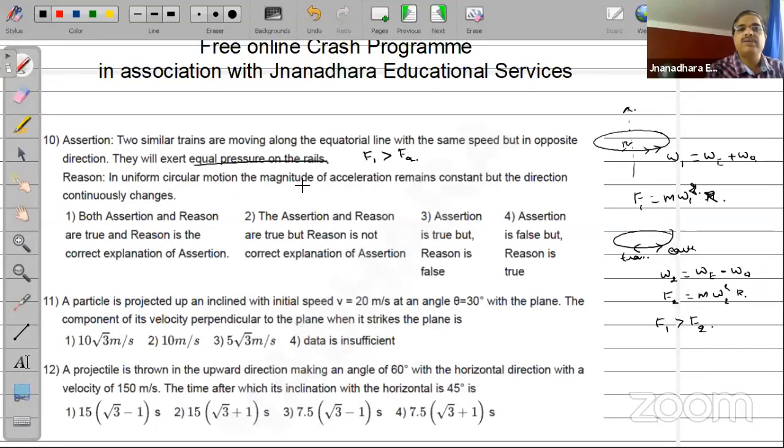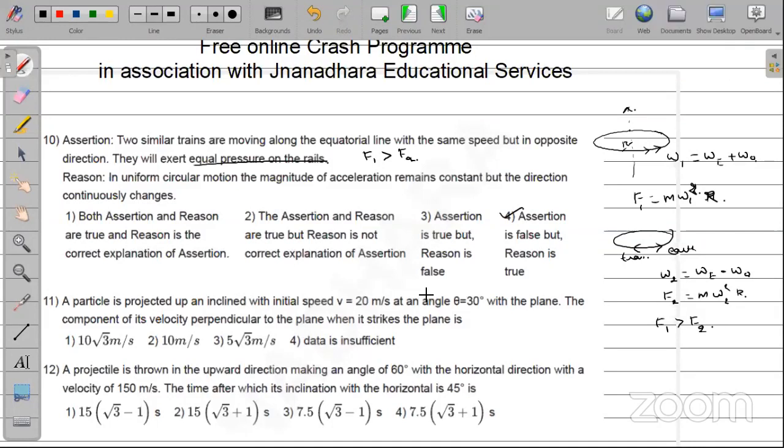In circular motion, the magnitude of acceleration remains constant, but the direction continuously changes. Correct. What it says is correct, but in no way related to the assertion that we are making. And therefore, the fourth one is the correct one. Assertion is false, but the reason is true.